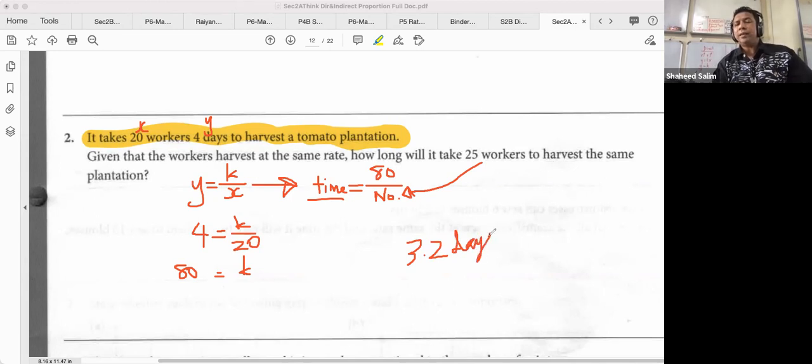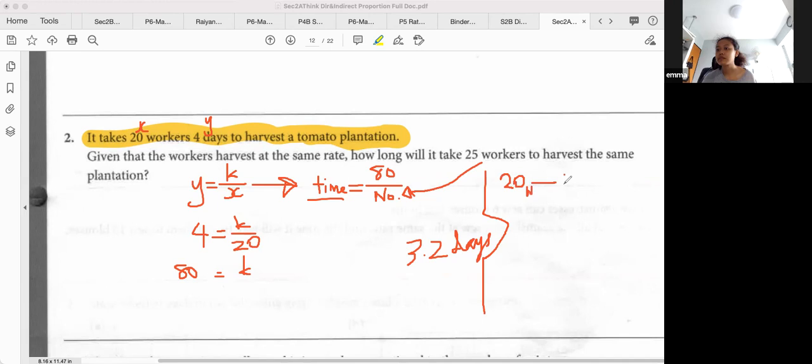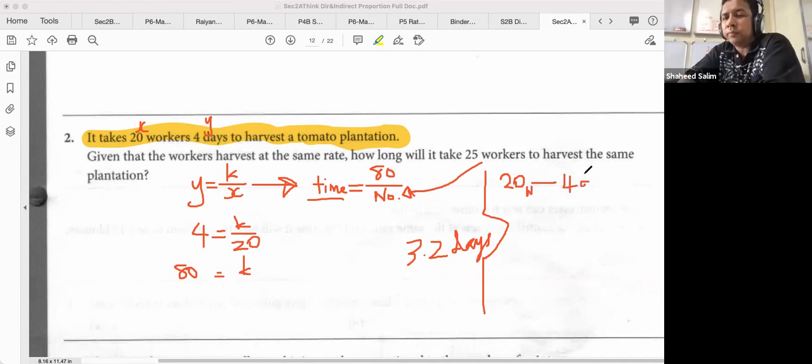So we are getting now. I know the complex one. How come I'm going to put formula like that? Okay, never mind. I'm going to try to show you another method. Let's see whether it's possible. 20 workers for this. This is just for you to see another method, okay?